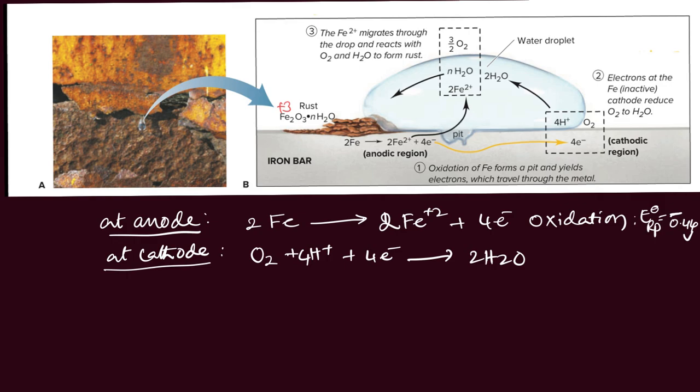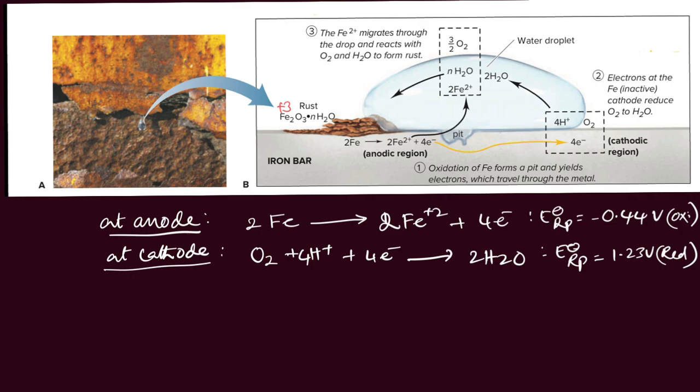Otherwise, I will remove and write clearly. This is called oxidation, and its reduction potential value is minus 0.44 volt. Now, for this reduction, the standard reduction potential value is 1.23 volt. This is called reduction. So now the overall reaction is, but keep in mind, this H plus is produced from water or carbonic acid.